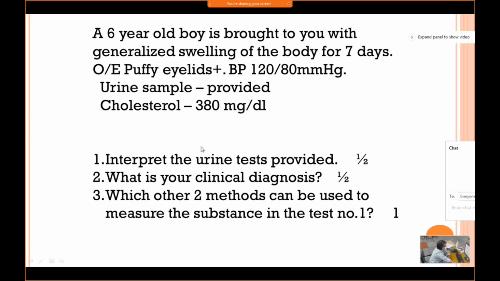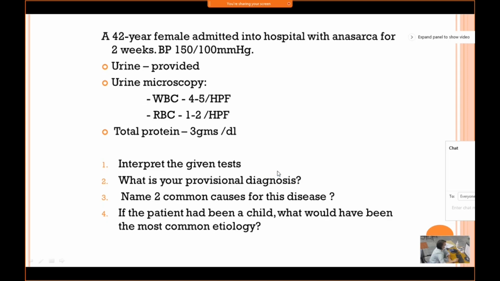So we'll give 2 tests, and then if we give only the protein or we give along with sugar, we name the test tubes 1 and 2, and we ask you in the test tube 1, if it is protein, what other 2 substances can be used, 2 methods to measure the substance in test number 1. That is, in the protein test, is there any other way you can measure protein apart from doing a heat protein test? Okay, so you have to know the other methods of measuring protein in the urine. Clinical diagnosis, it's a nephrotic syndrome. This by now you know.